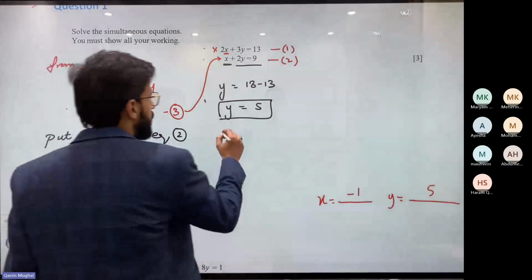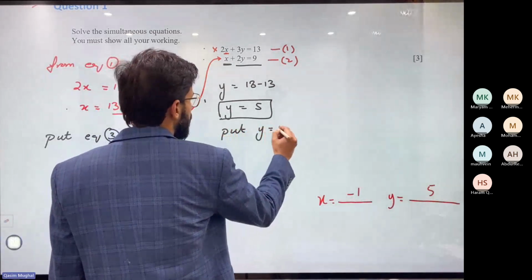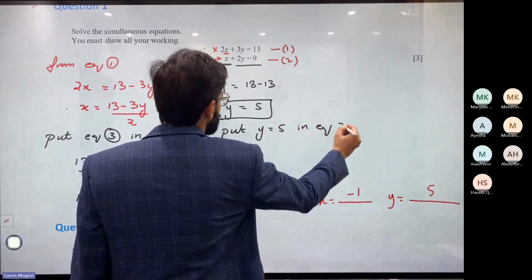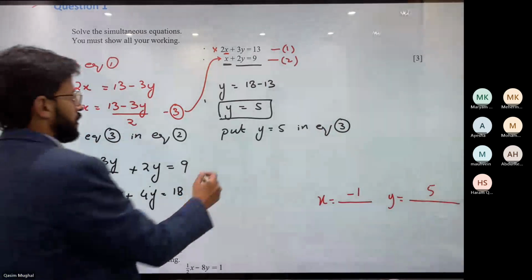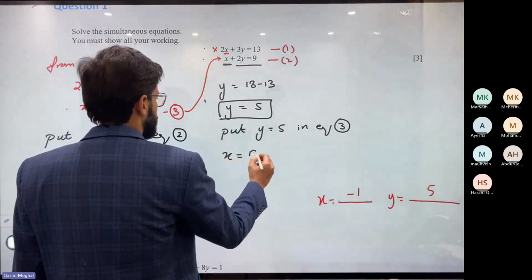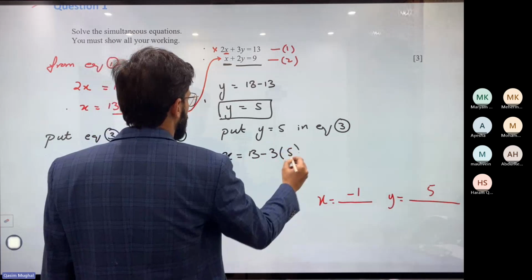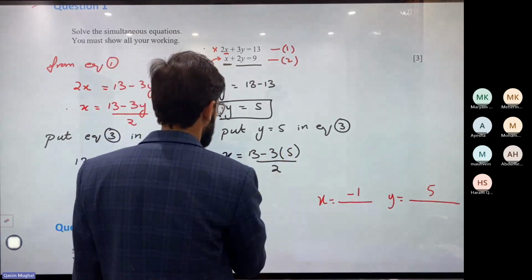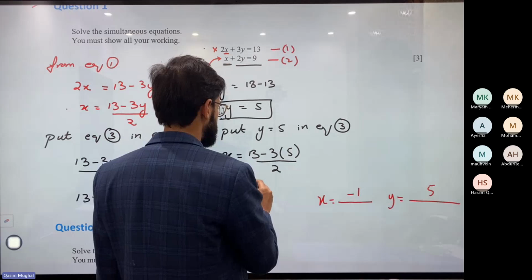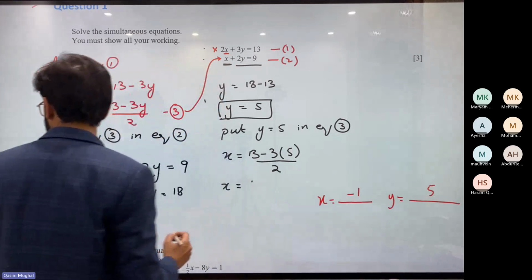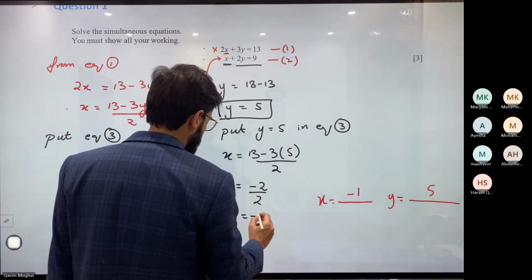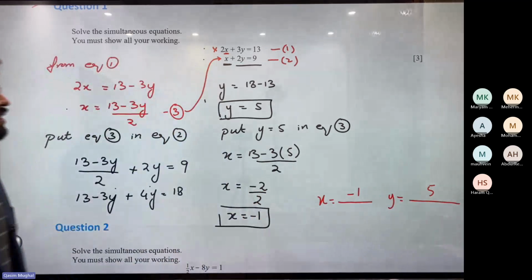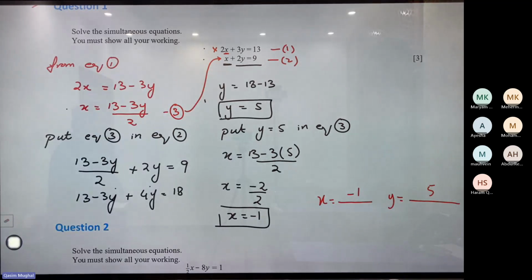So put y equals 5 in equation 3. You can put in any equation of your choice, but this is the smart choice. So x equals 13 minus 3 into 5 over 2. X equals 13 minus 15 कितना होगा? 13 minus 15 is minus 2, over 2, which is equals to -1. यहाँ तक clear है? So this is how I solve a pair of simultaneous equations using the substitution method.